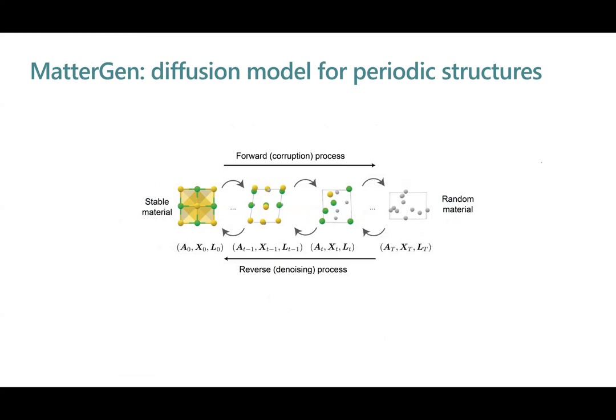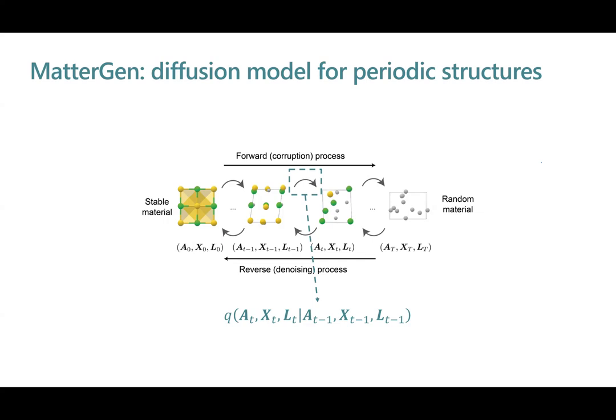So in MatterGen, the core problem we're trying to solve is how to design this forward corruption process, as well as how to design the score network that would be able to reverse this process. These are the two key problems that we're trying to solve and design clearly for crystalline periodic systems. So let me first go through the corruption process: how would you corrupt the atom types, positions, and the lattice to define the diffusion process here.